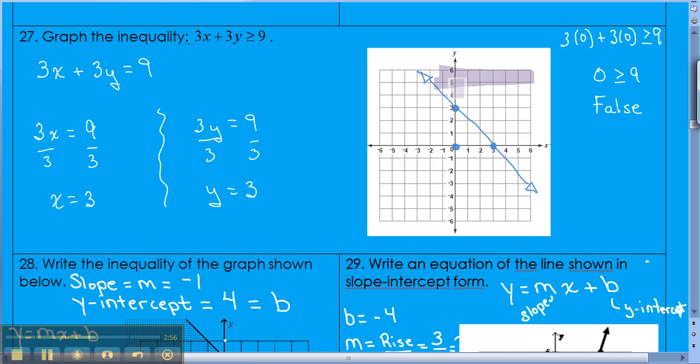So we'll shade this side of the graph. And every point that lies on the line or to the right of the line is going to work in the inequality 3x plus 3y is greater than or equal to 9.